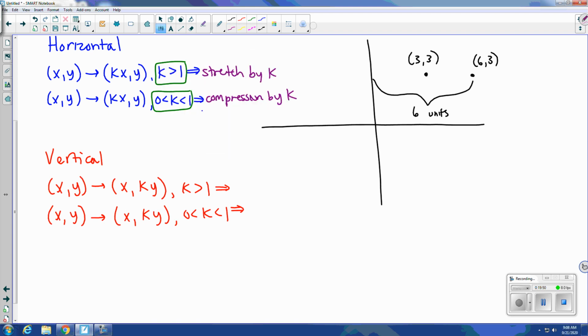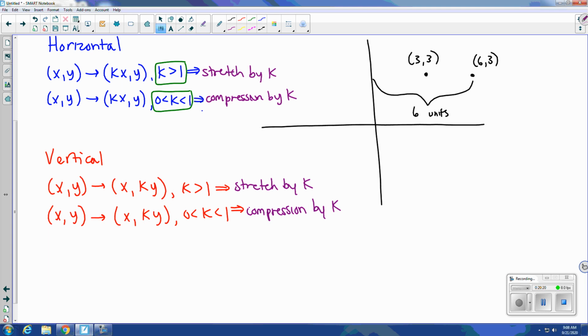The same thing as before. So we'll stretch by k, in this case in a vertical direction. So think we're going to pull that point away from the x-axis, and then a compression by k would indicate that that point is getting squished or pushed towards the x-axis. So those are the three transformation types that we are responsible for in this class: translation, reflection, and dilation.